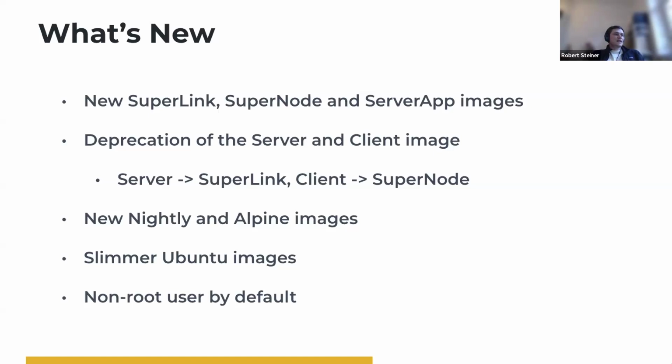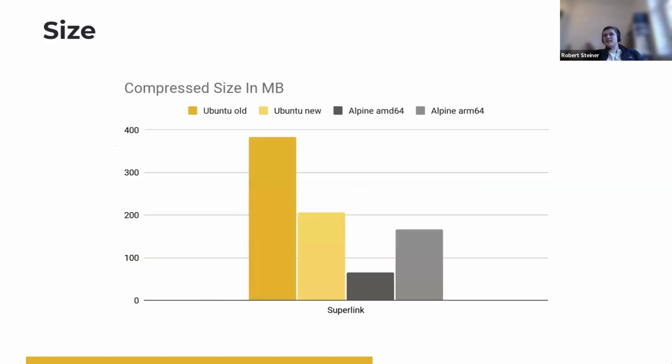Going to the next slide, we can see the comparison in size for all images for the Superlink image. On the first bar, we have the old Ubuntu image, which is roughly 400 megabytes in size. Next to it, we have the new Ubuntu image. It's roughly 200 megabytes. So we almost halved the size here, which is a huge improvement.